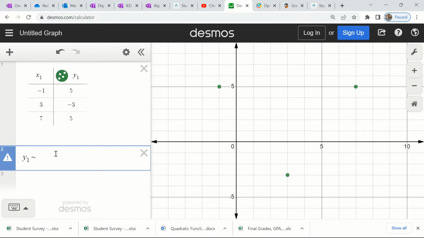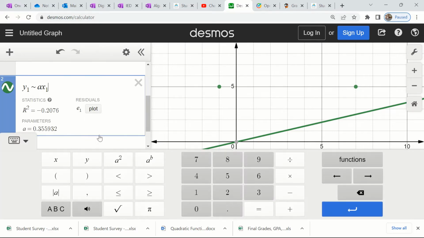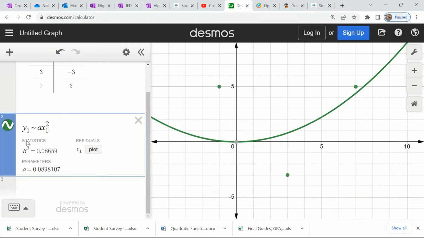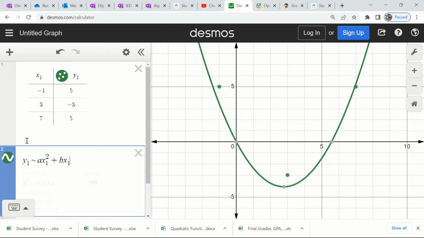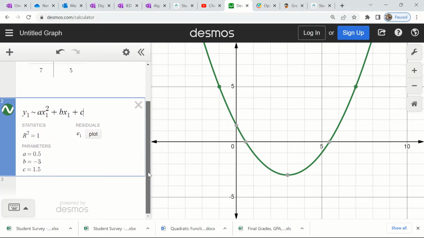So we use the tilde instead of the equal sign, and now we will type in standard form. So we will say ax1. So it's not ax squared, it's ax1, and then we want to square that. I kind of messed that up earlier when I was practicing with this. Plus bx, and again, you want bx1, not just bx, and then plus c. And what you can see is that we have a beautiful parabola that goes through those points, and we have the numbers that would go in the equation for a, b, and c.